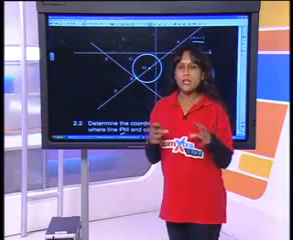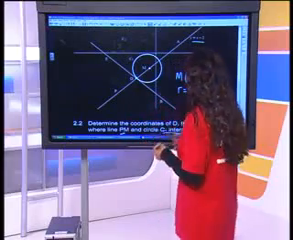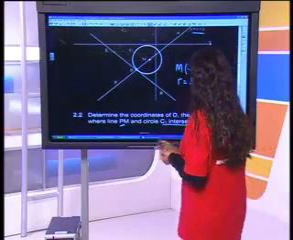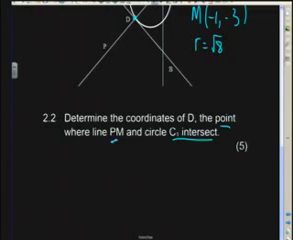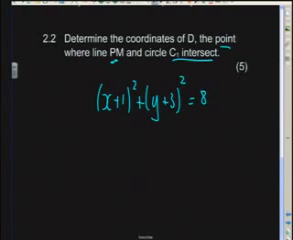You'll remember that to find a point of intersection, you have to solve the two equations simultaneously. Okay, so I've already completed the square, so I'm just going to write that down again. So I've got, for the circle C1, (x + 1)² + (y + 3)² = 8. Now, if I want to find the point D, all I have to do is solve this line, PM, which is y = x − 2. I've got to solve that simultaneously.